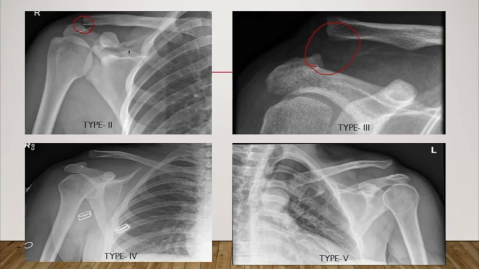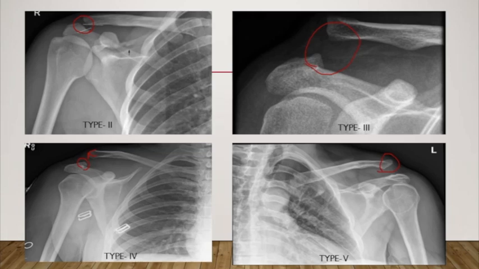Next is type 4. If you remember my last video, what is type 4? In type 4, the distal clavicle moves posteriorly, right? As you can see, this is the acromion, and the clavicle is posterior to the acromion. So this is type 4. And in type 5, if you remember well, the distal clavicle moves vertically. As you can see here, this is the acromion, and the distal end of the clavicle has moved upward. So these are some examples of X-ray findings in type 2, 3, 4 and 5 AC joint injury.